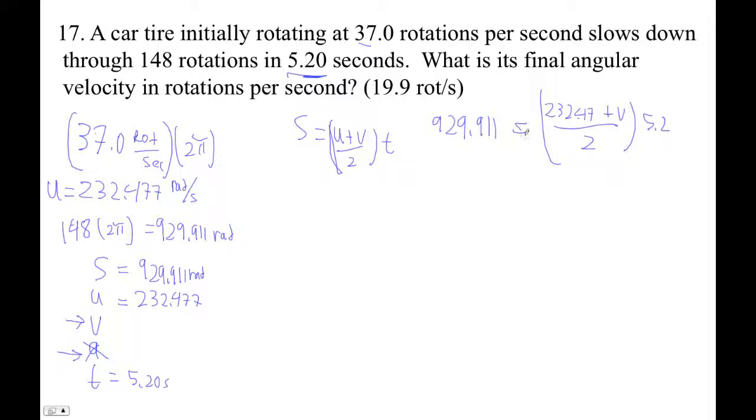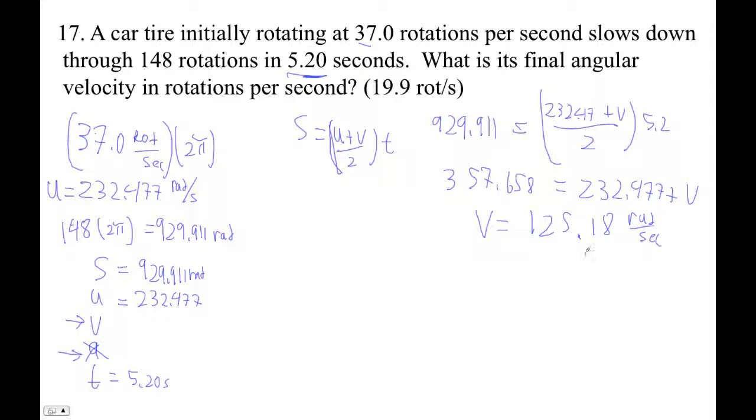Now I've got 357.658, and that equals 232.477 plus V. So I'm going to subtract that 232.477, and I get that the final velocity is 125.18, and that is, of course, radians per second.